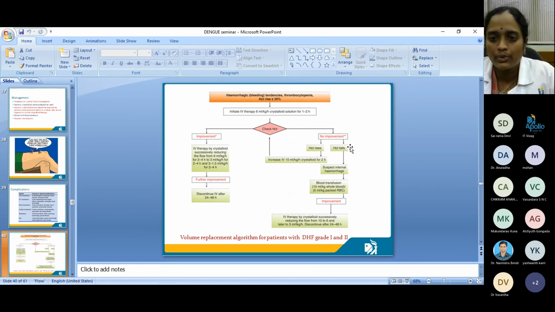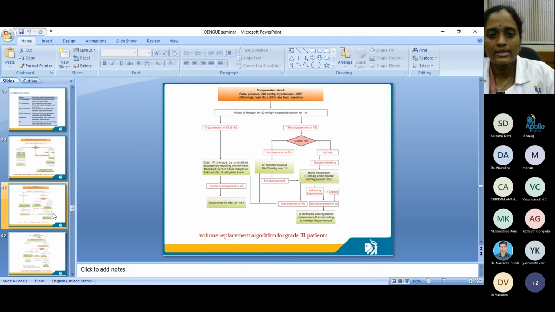Then if there is no improvement and the hematocrit starts rising, you can increase the fluids to 10 ml per kg per hour. And if you're suspecting internal hemorrhage, you go to blood transfusion. This is the algorithm which is showing the compensated shock, that is the pulse pressure has increased more than 20 mm Hg, and there is hypotension and high hematocrit values. So this is how you start with higher fluids of 10 to 20 ml. There we start with 6 ml.